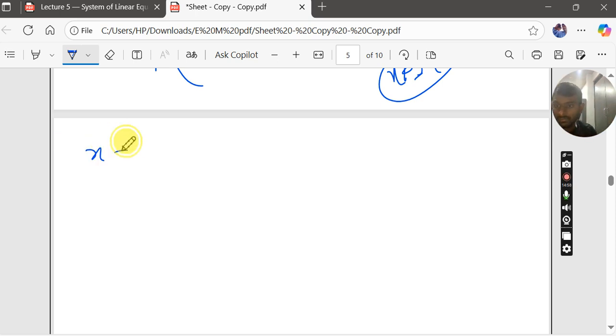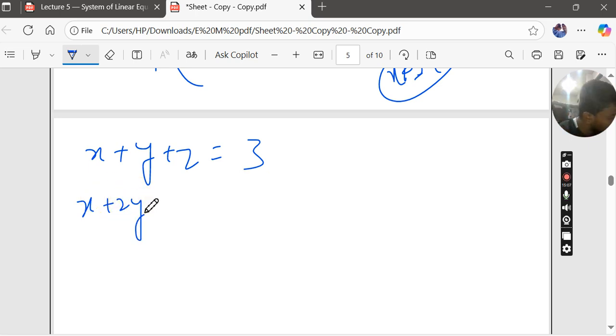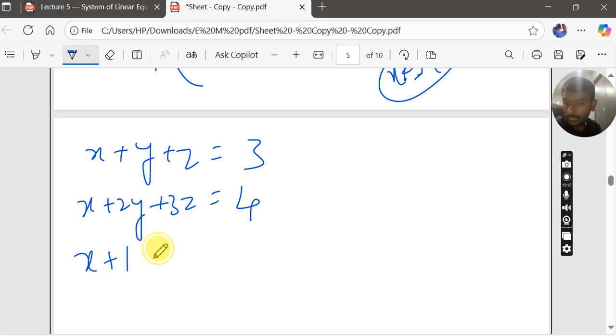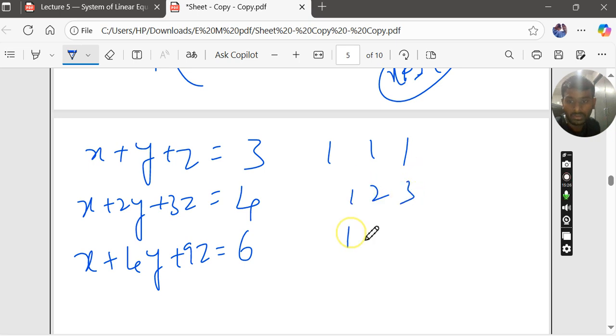Let's say we are having x plus y plus z equal to 3, and x plus 2y plus 3z equal to 4, and again x plus 4y plus 9z equal to 6. Now the matrix will become 1 1 1, 1 2 3, 1 4 9, augmented with 3 4 6. So now you are having this type of equation.